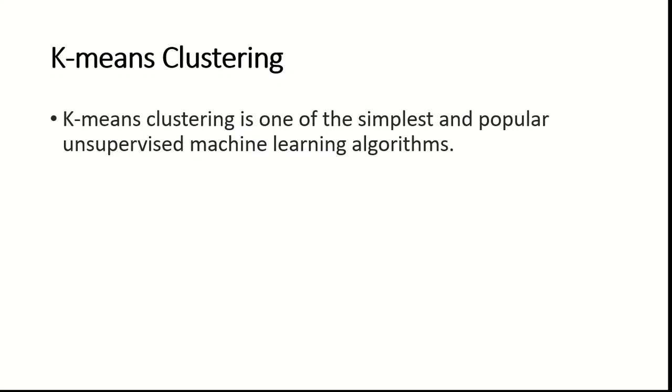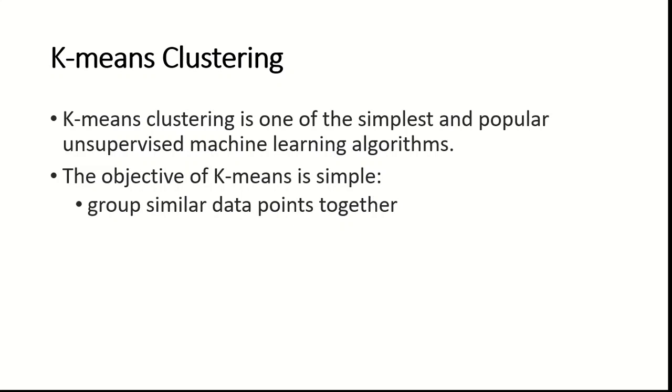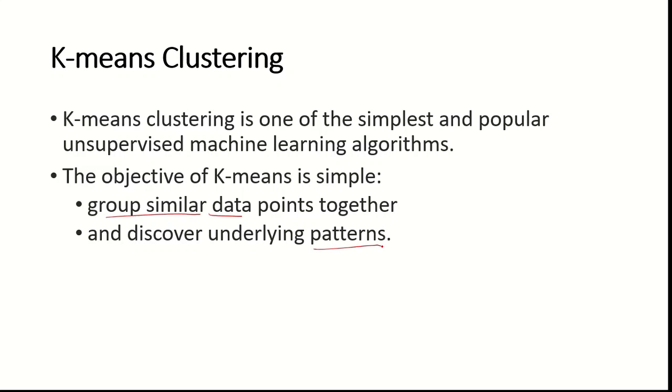The next algorithm is K-means clustering. It's a clustering algorithm. K-means clustering is one of the simplest and most popular unsupervised machine learning algorithms. The objective of K-means is simple: group similar data points together and discover the underlying patterns. That is the main objective of K-means clustering. So we have to group the similar data and find out the patterns.